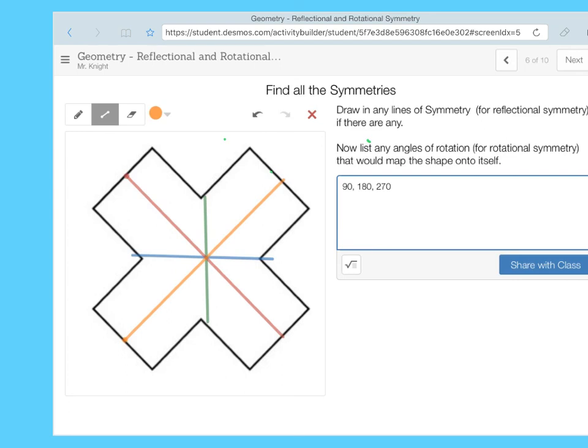So, all right, that's the idea for reflectional and rotational symmetry. Hope that helps.